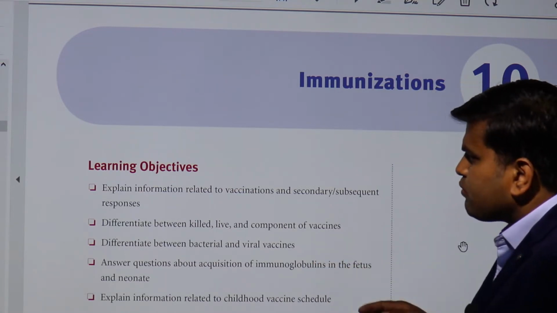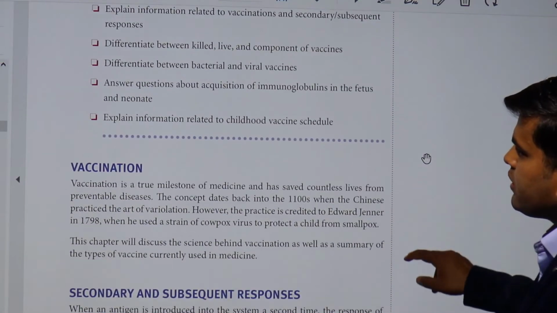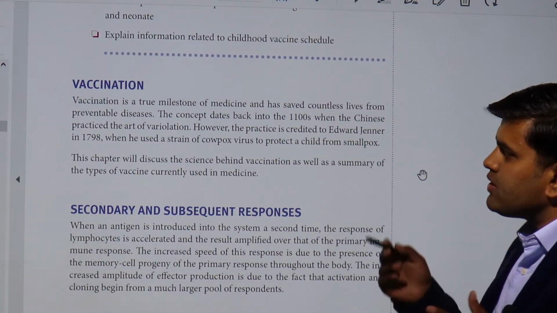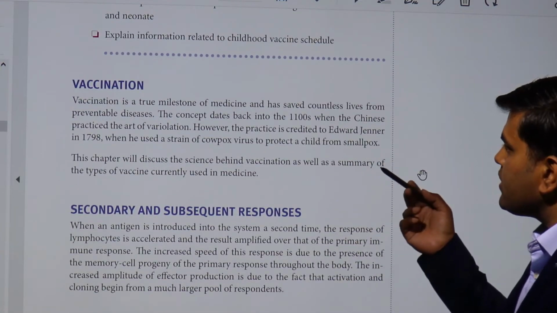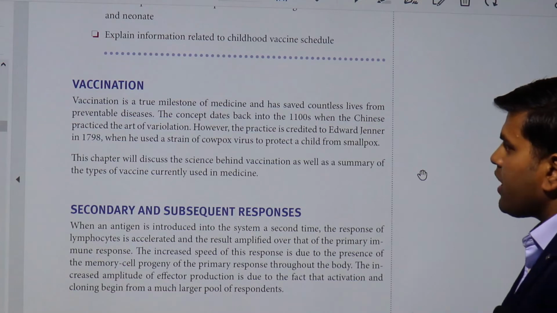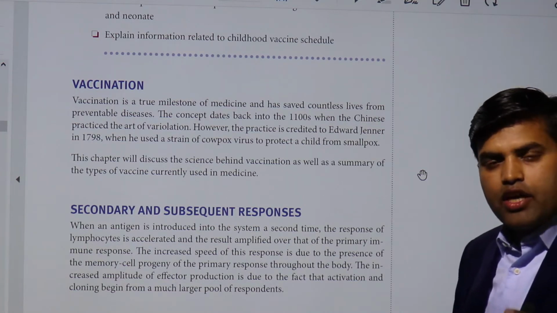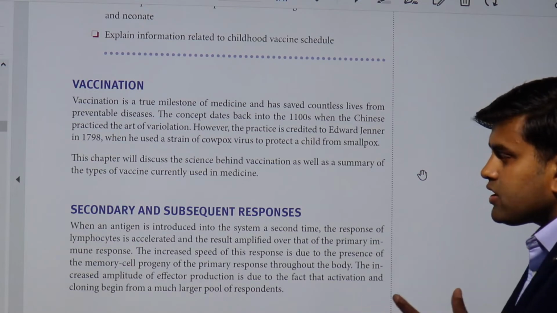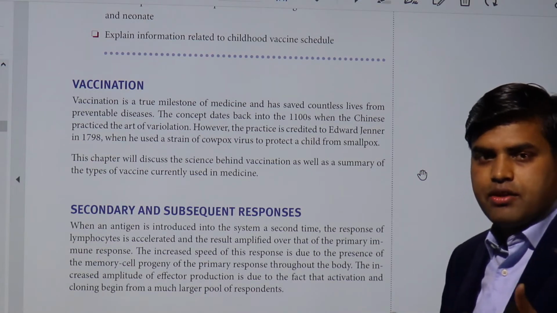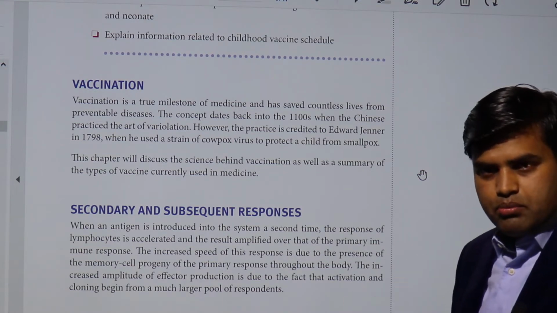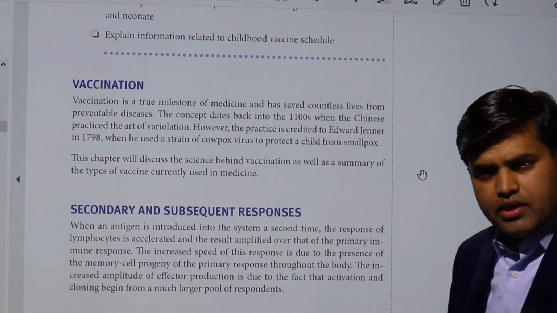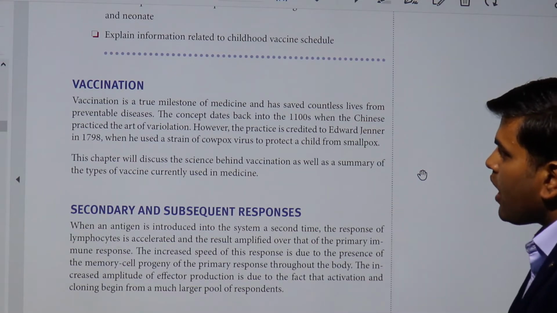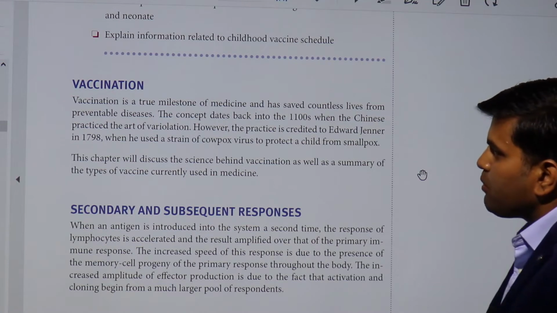Okay, let's move to see what are the points that we need to understand. Vaccination is a true milestone of medicine and has saved countless lives from preventable disease. That is called immunization preventable disease, IPD. So there are certain diseases that can be prevented by immunization, like diphtheria, then tuberculosis. There are a lot of diseases that are vaccine preventable or immunization preventable.